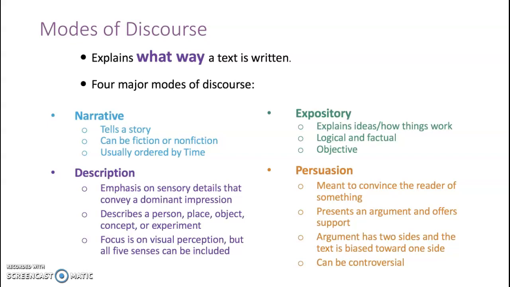So another persuasion text might be a text about abortion, right? It might be a text saying that you shouldn't ever get an abortion no matter what. Or it could be a text that says you should be able to get an abortion. And so that word should really does help us see what side we're on, and that is a persuasive text. So those are the four main modes of discourse.